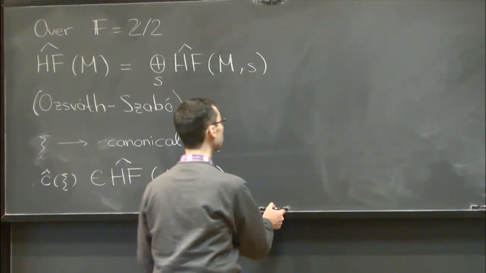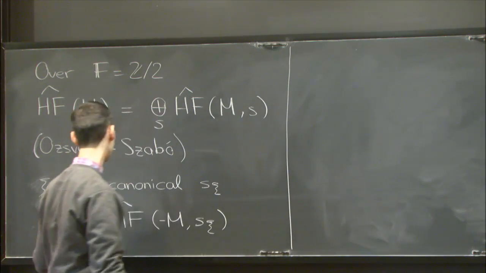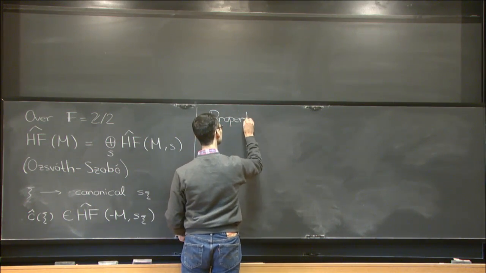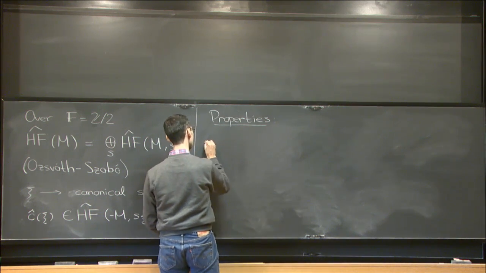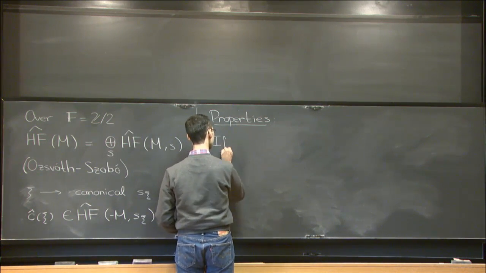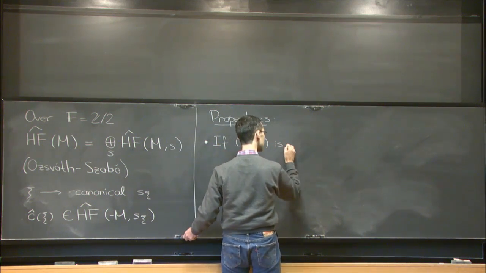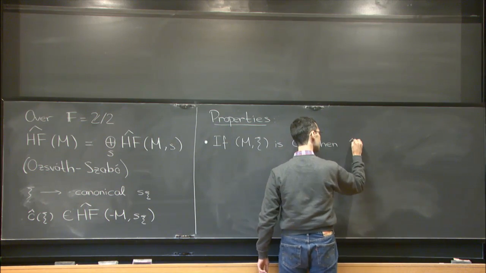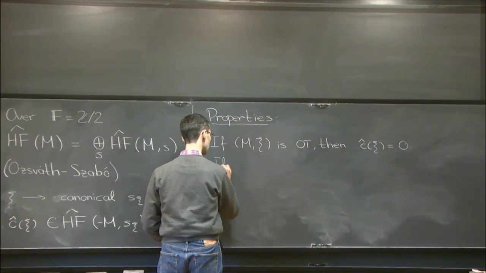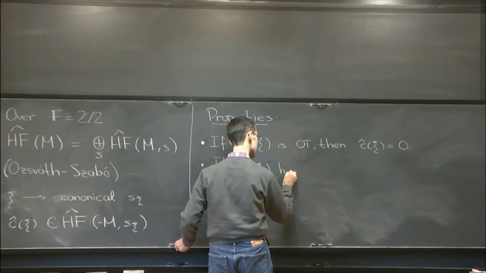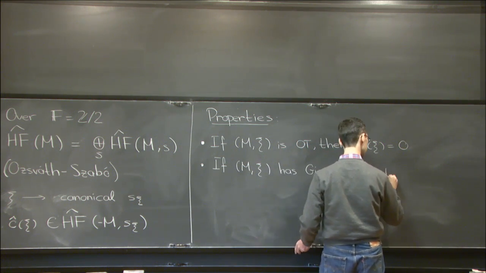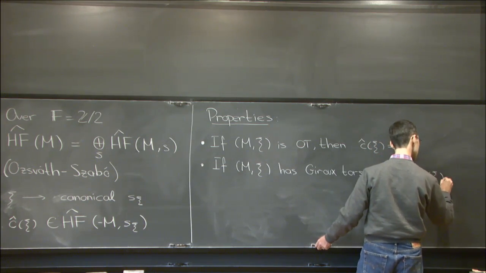Okay. So there are some nice properties of this element in the Heegaard Floer homology. Let me list a few of them that are relevant. The first one is that if the contact manifold is overtwisted, then this class is 0. The second one is that if the contact manifold has Giroux torsion, which I will briefly say what it is, then again the contact invariant is 0.